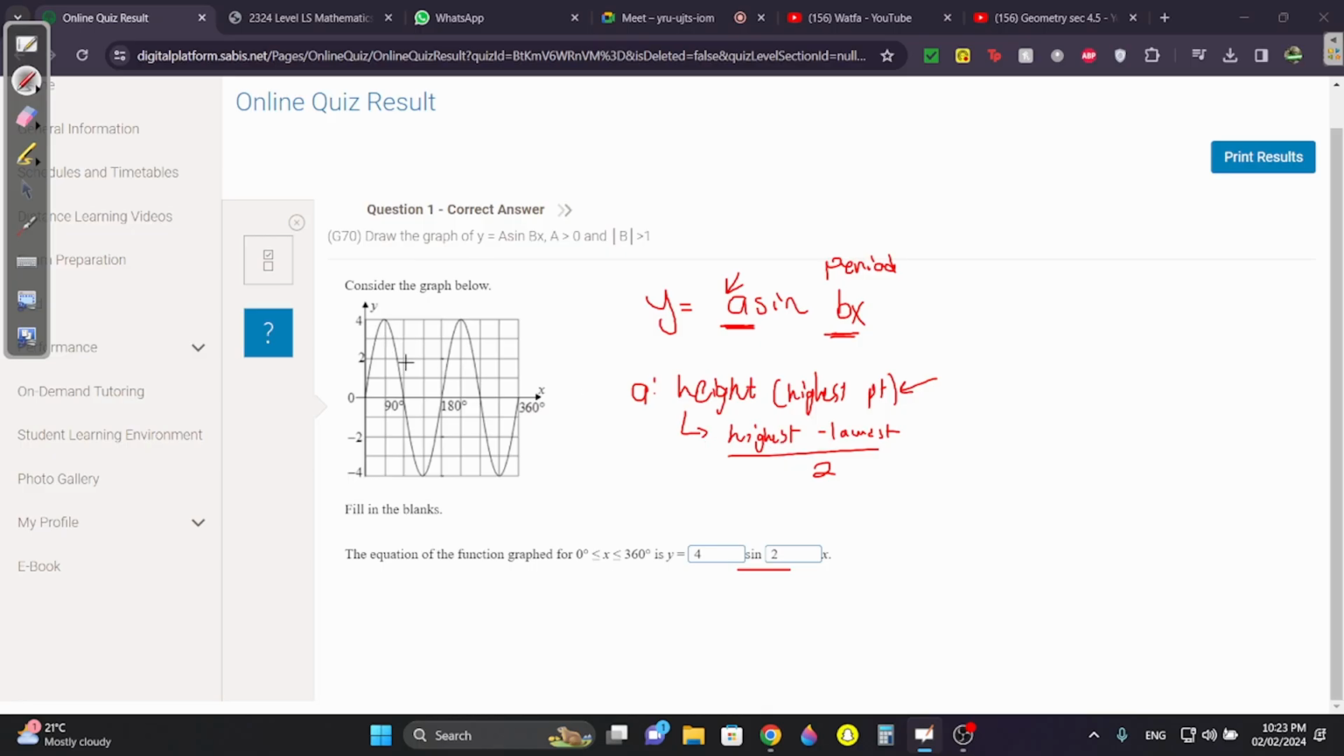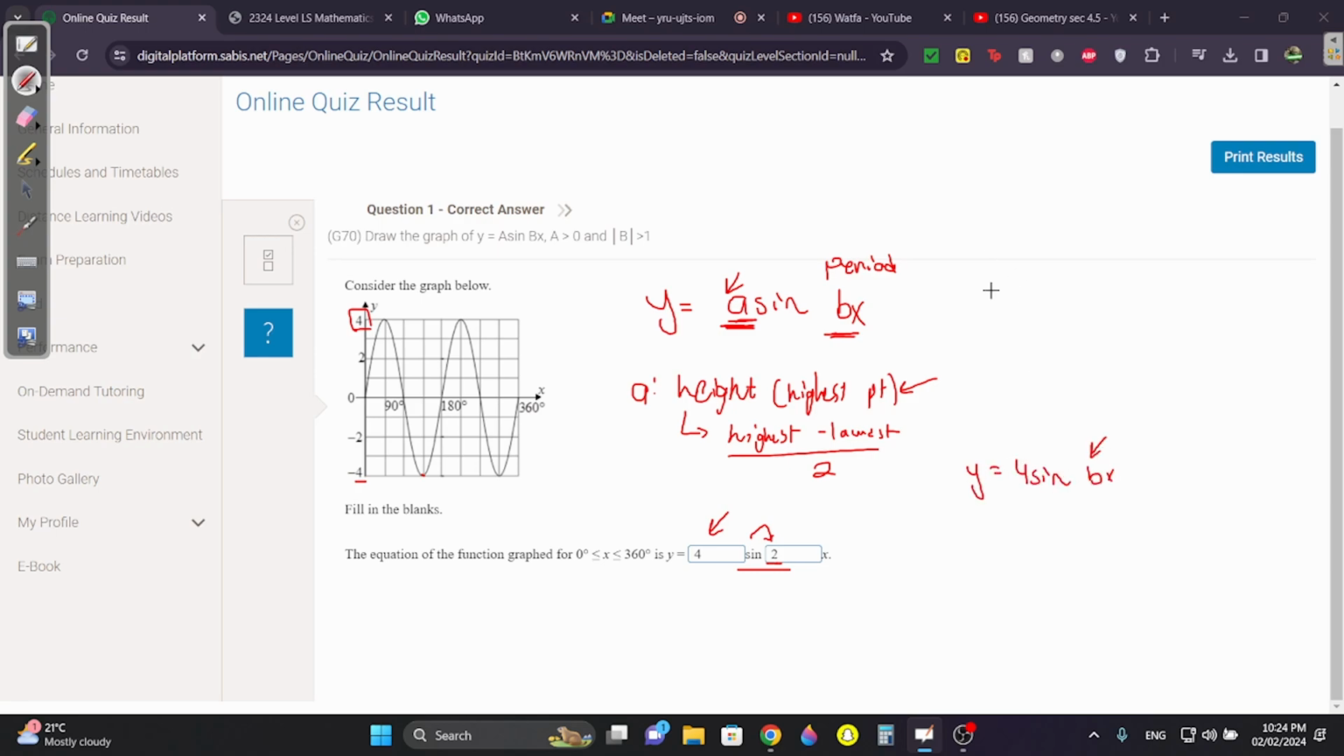So for example here, in this graph, taking the highest point will work, because this graph goes up, down. Okay, the highest point and the lowest point, they're the same number. And here you have -4, you have 4. So it's fine, you can just take the height, which is 4. So A will be 4. 4 sine, and we need to find bx, right? The b.